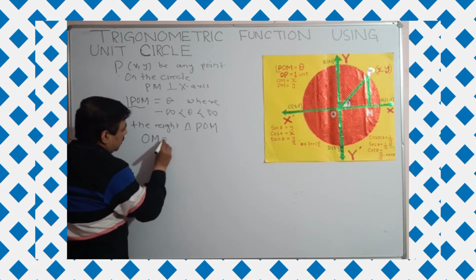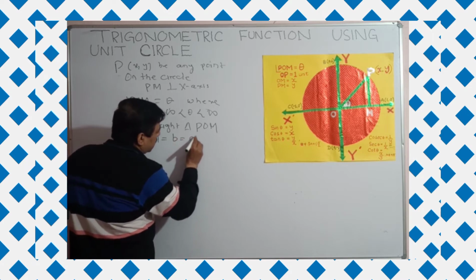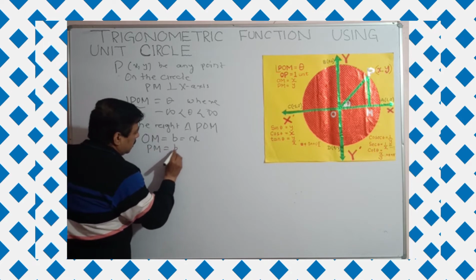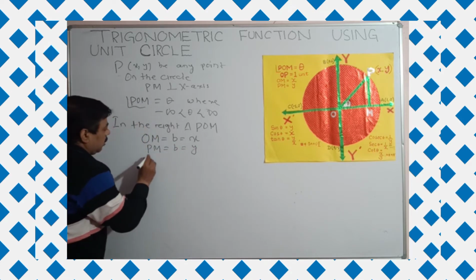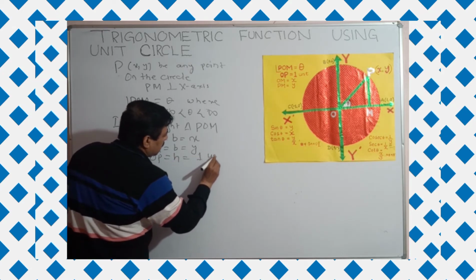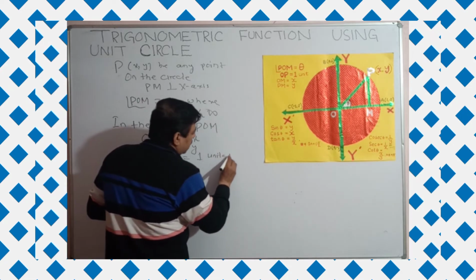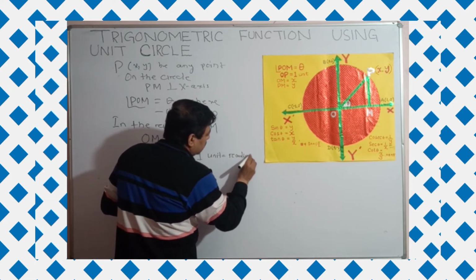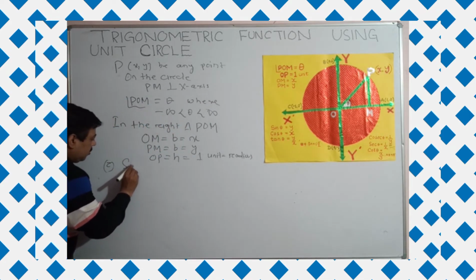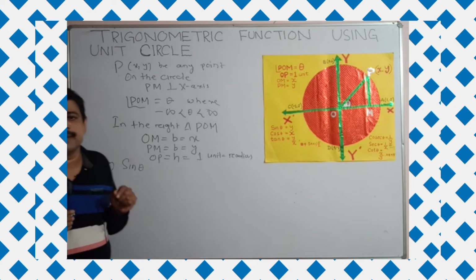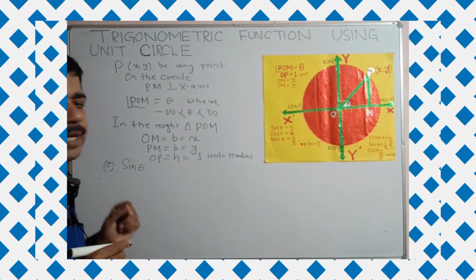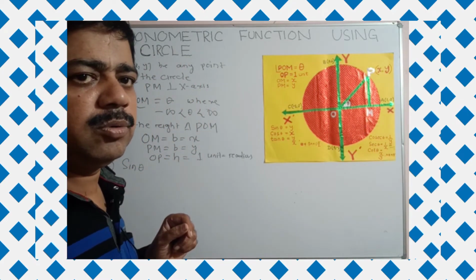In the right angle triangle POM, OM is the base, which is the x coordinate, and PM is the perpendicular, which is the y coordinate, and OP is the hypotenuse of the right angle triangle whose value is 1 unit, which is the radius of the circle. Now the first trigonometric ratio is sin theta. We are going to find the six trigonometric functions with respect to the acute angle theta, which is angle POM of the right angle triangle OPM.